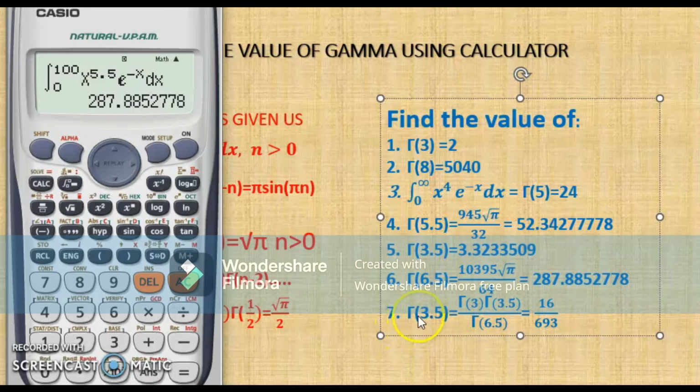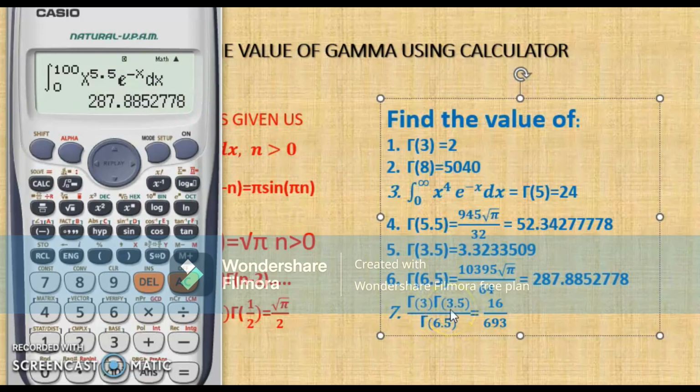It is saying that we find gamma of 3.5. Sorry, I think there is a mistake here. Yeah, okay, mistake rectified. So this is what we are looking for, but not gamma of 3.5. So this is what we are going to calculate.